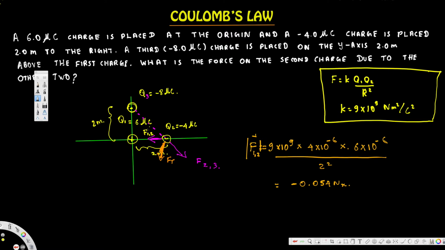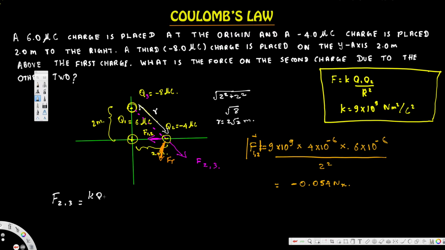To find the magnitude, first of all we have to know the distance from here to here. Let's use a different color. This is 2, this is 2. Using the Pythagorean theorem, this distance is the square root of 2 squared plus 2 squared, so 4 plus 4, square root of 8, which is 2 root 2 meters. Let's call this one r. R is equal to 2 root 2 meters. We are going to use this distance to find F23. F23 is going to be k q2 q3 over r square.